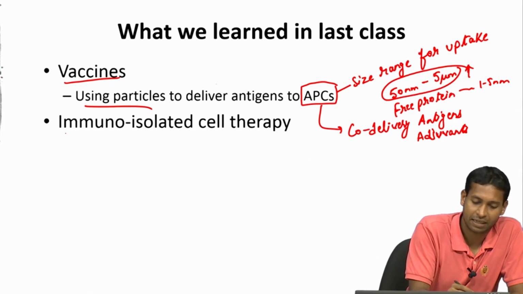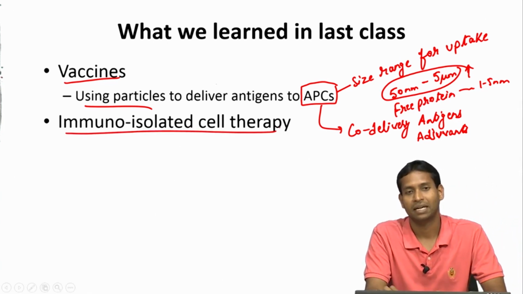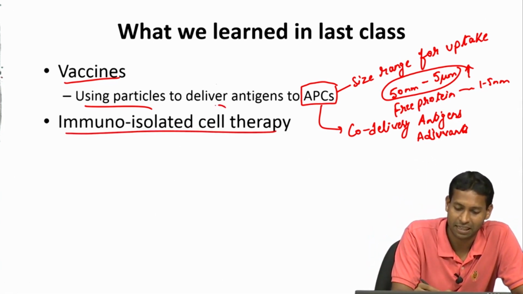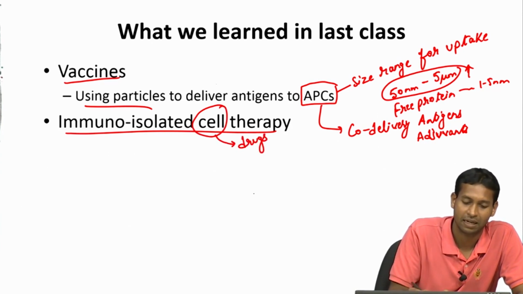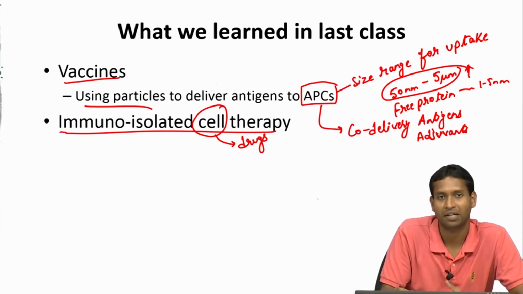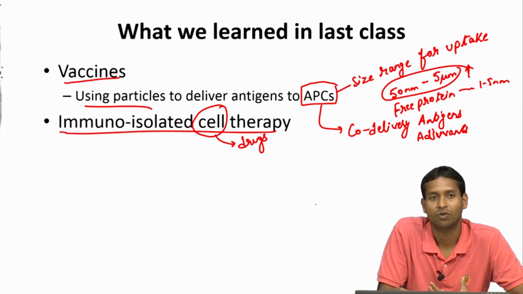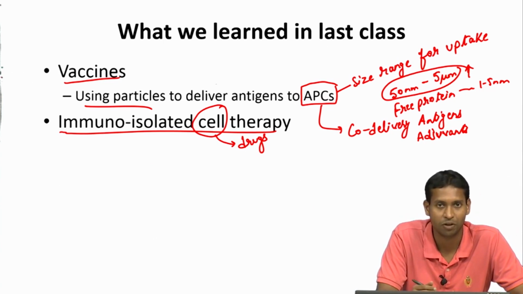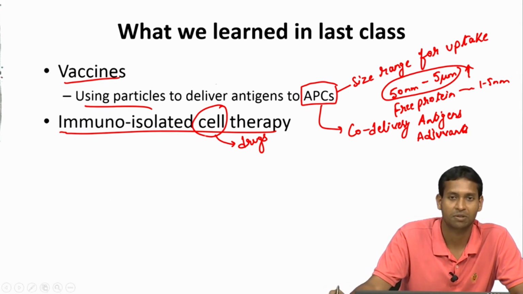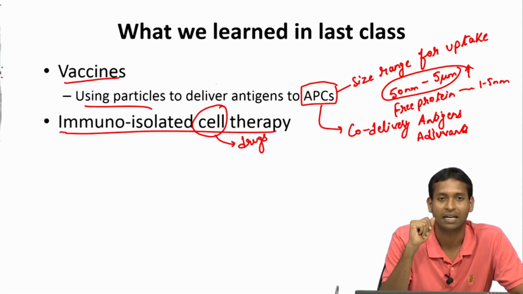Then we started our discussion on immuno-isolated cell therapy, and as the name suggests, this is to deliver cells. In this case your cells are your drugs, and immuno-isolated means we want to protect them from the immune system. We do not want the immune system to attack these cells, which could be from a foreign source, either from a different human or even from a different species altogether, like pigs for example. We discussed why it is required, and secondly how you can potentially do it.